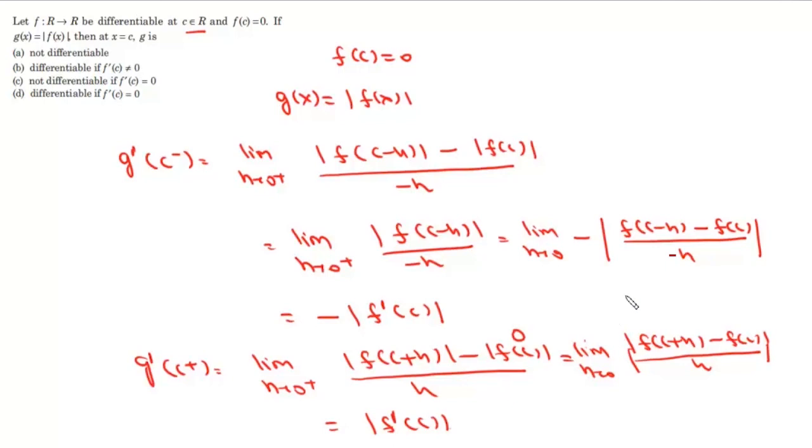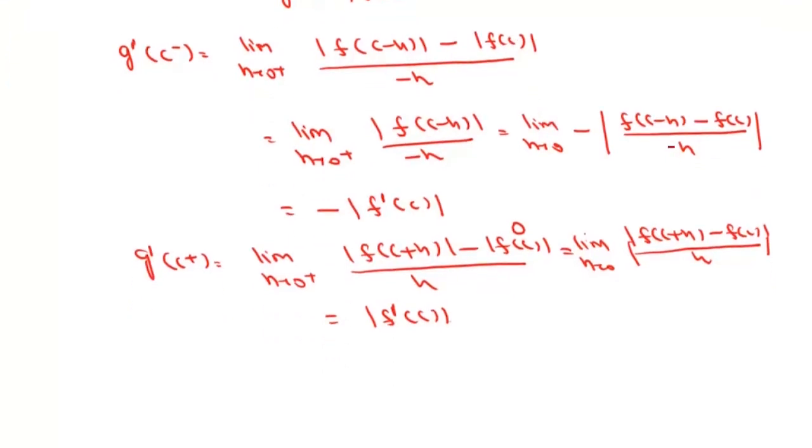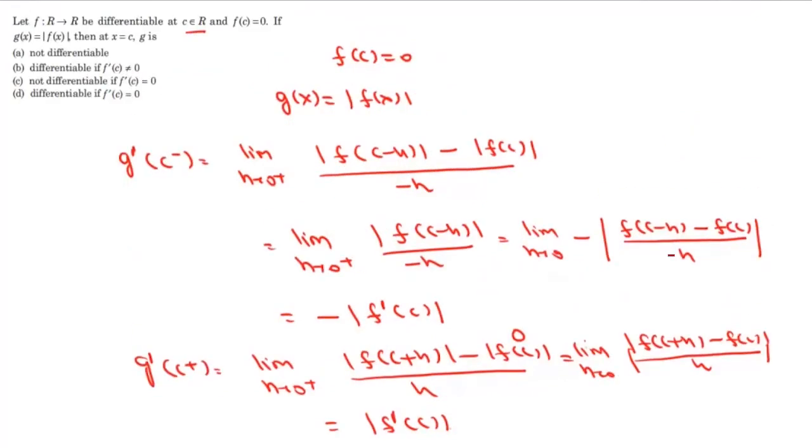Now if this function is differentiable, then both these values must be equal. So minus mod of f dash c must be equal to mod of f dash c, and it is only possible if f dash c is 0. So this gx will be differentiable if f dash c is 0, and that's your option D.